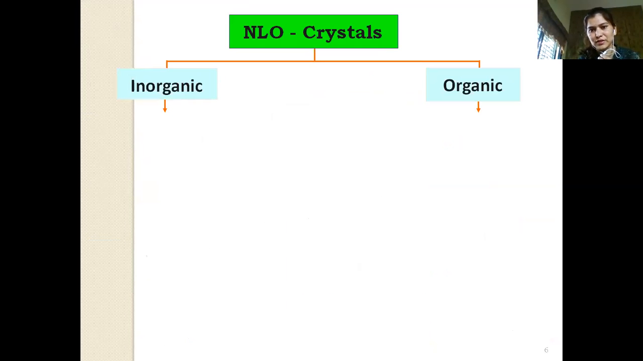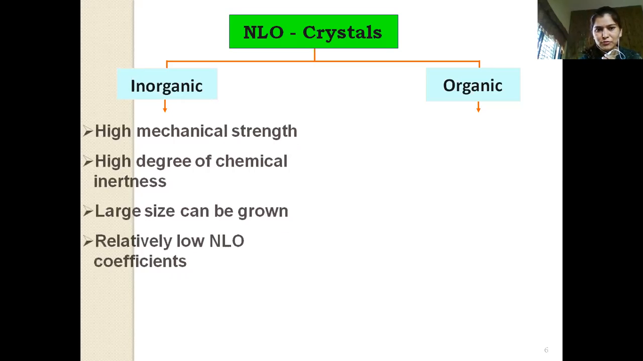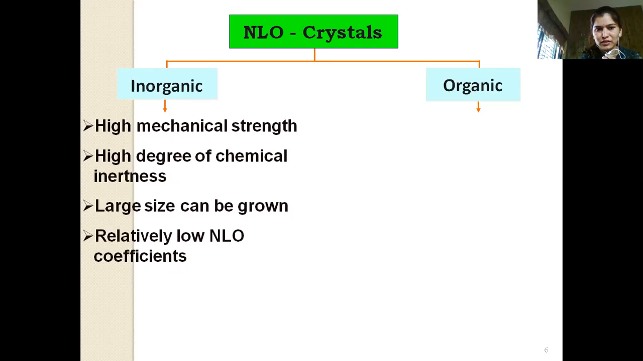and L-lysine, we know, is an amino acid, a very popular organic material, whereas ADP is an inorganic material. So I am adding the organic L-lysine to the inorganic ADP material, because I want to combine the advantages of both ADP as well as L-lysine. Inorganic materials like ADP possess properties like high mechanical strength, high degree of chemical inertness, and large size can be grown, but they offer a very low NLO coefficient.